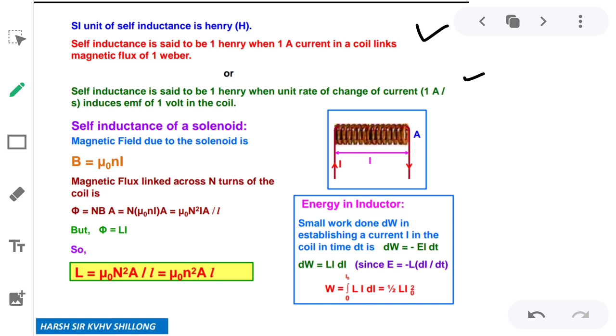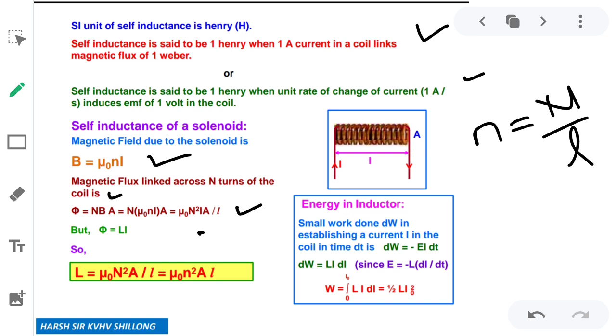Now let us find the formula for L. We know very well from the previous chapter, magnetism, the magnetic field by the solenoid is B equal to mu naught n i. Flux is NBA. If you replace the value of B into that, we'll get a new formula of flux is mu naught N square I A by l. Now how it came is simple. Remember, small n is capital N by l. So we have replaced the value of small n as capital N by l here.